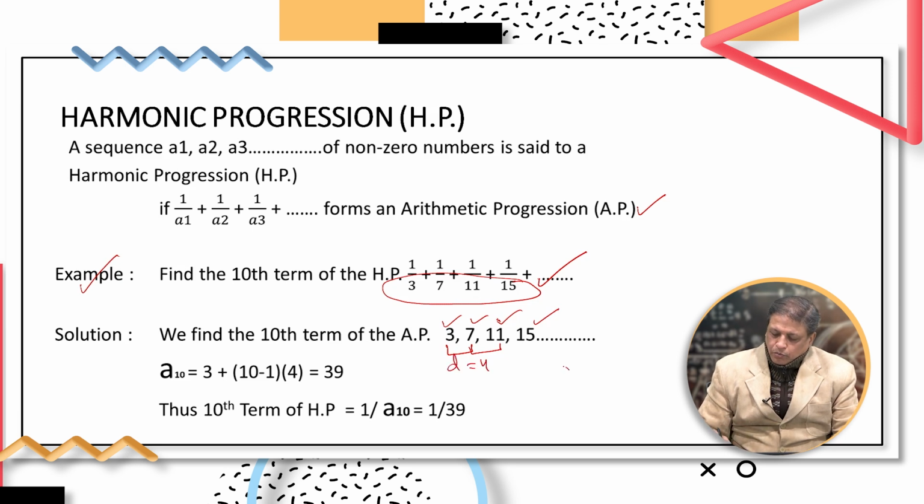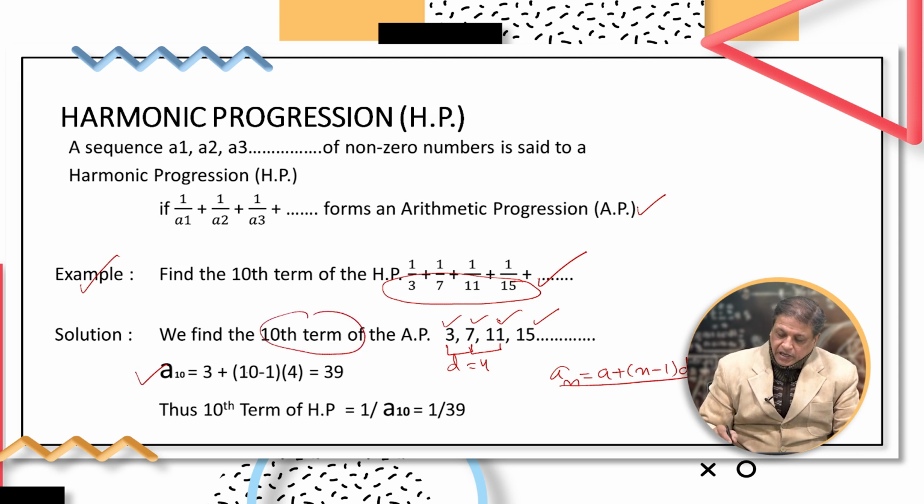Applying the formula An is equal to A plus n minus 1 into D, you will get A10, that is the 10th term of the AP. A is equal to 3, n is equal to 10, and D is given by value 4. Substituting these values in this formula, you will find that the 10th term of the harmonic progression turns out to be 1 by 39.